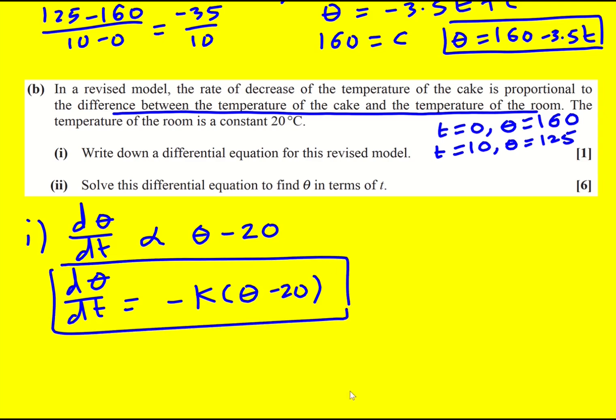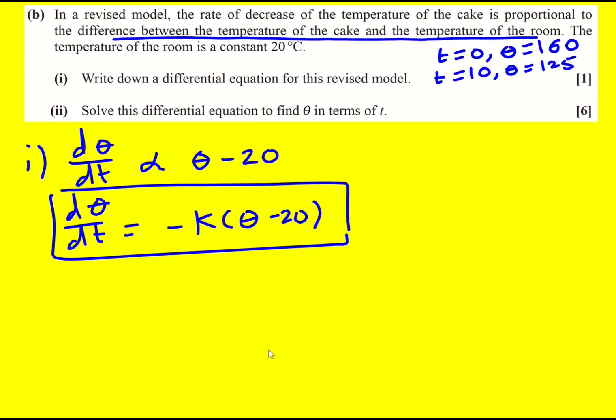Now we've got to solve it to find theta in terms of t. Okay. Right, well, first up, we've got theta on the right-hand side, so we can't just integrate this directly because you need t on the right-hand side. So this is a separation of variables question. And to separate the variables, we have to divide through by theta minus 20.